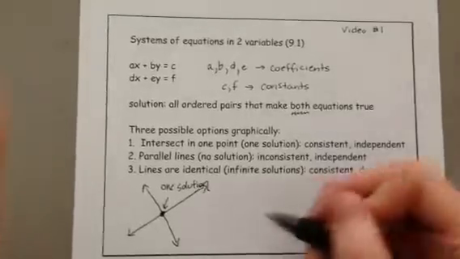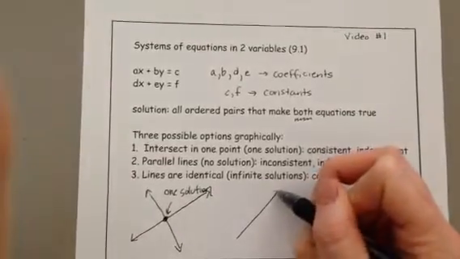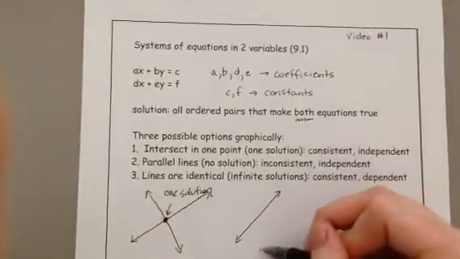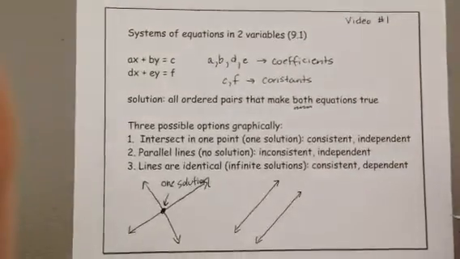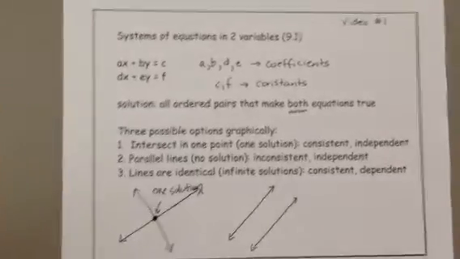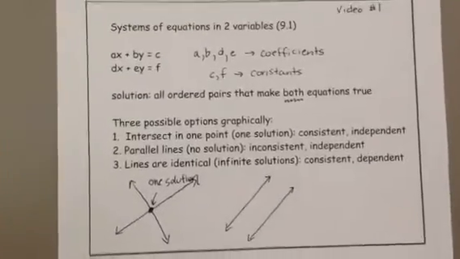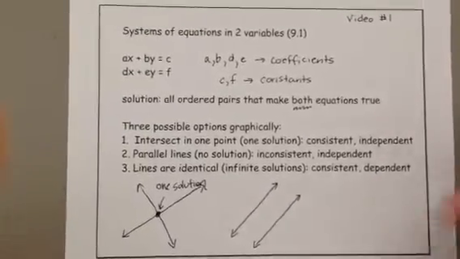Now the second possibility would be if we have parallel lines. And notice when we have parallel lines, we already know that these don't intersect at all. So there's going to be no solution, because there's no points that they share.